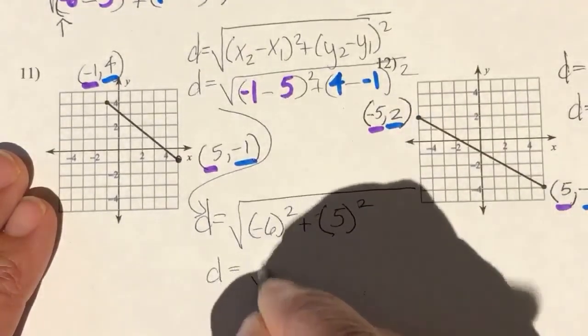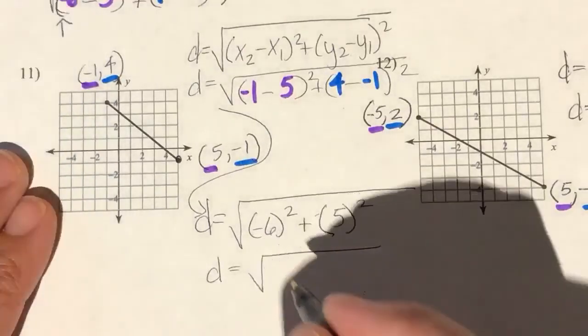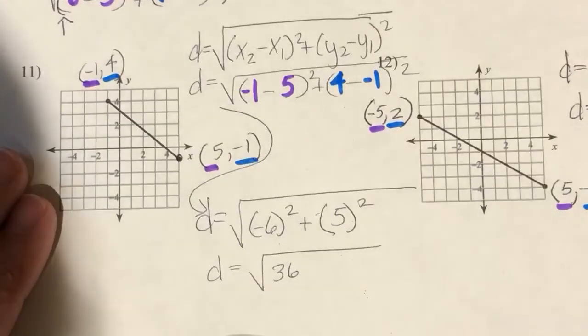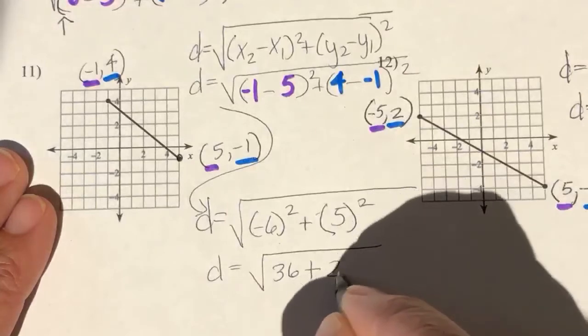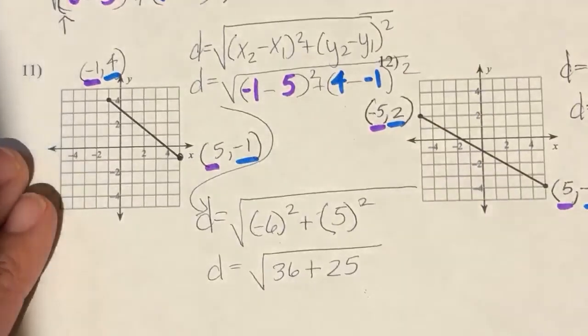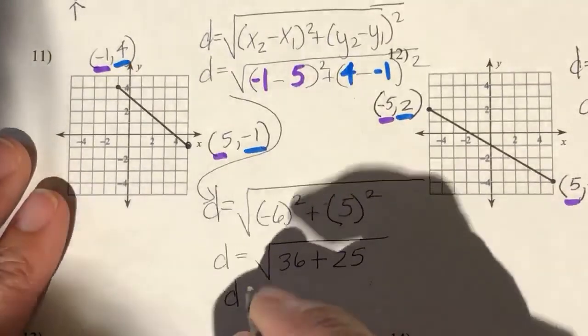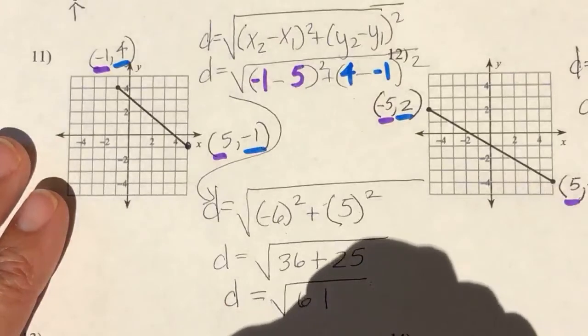When I square these, -6 times -6 is +36. When you square a negative number, it becomes positive. So plus 5 squared, which is 25. So the distance is equal to 61, the square root of 61.